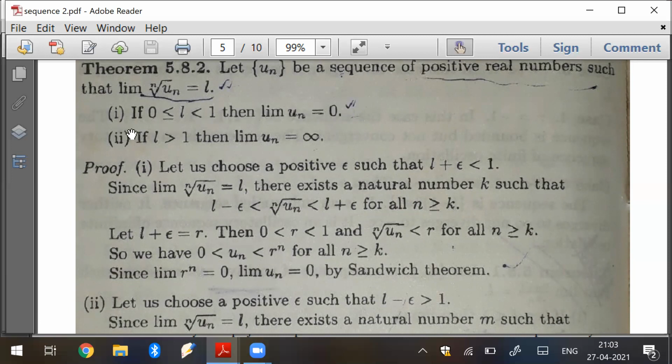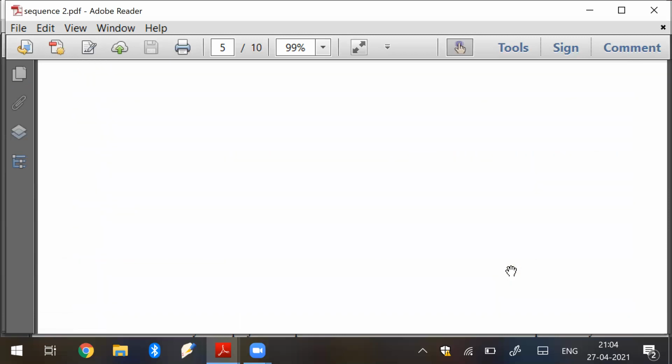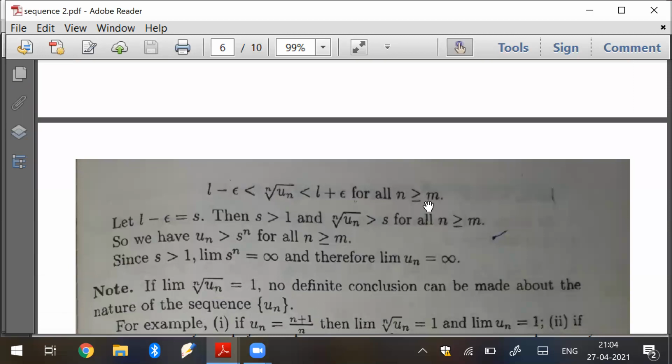Now the second part, where L is greater than 1, again the same strategy. I will choose epsilon in such a way that even if I subtract epsilon from L, L minus epsilon still remains greater than 1. So I choose it like this. Again, you apply the definition of the limit which is given, so you find a natural number m such that you can just write down the definition again. So this is the thing.